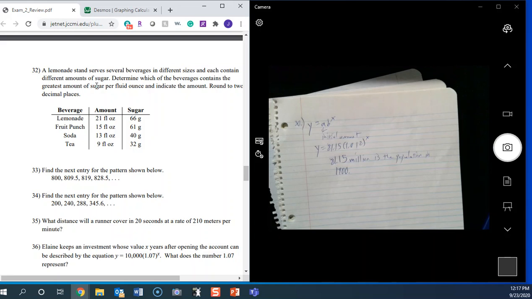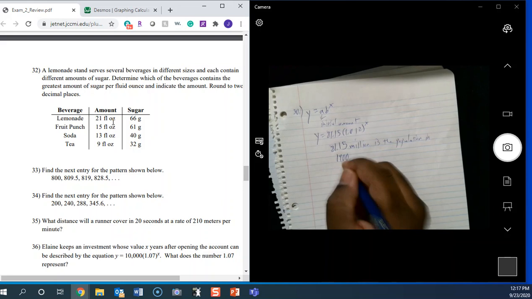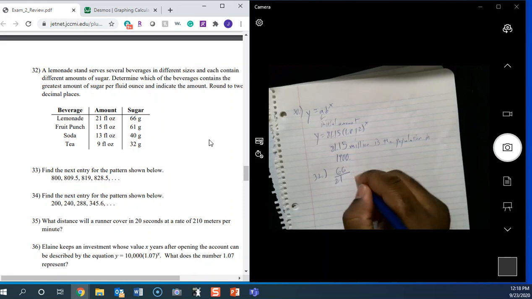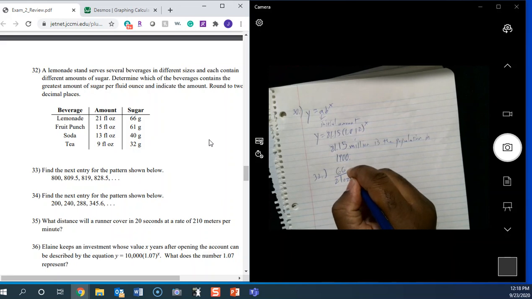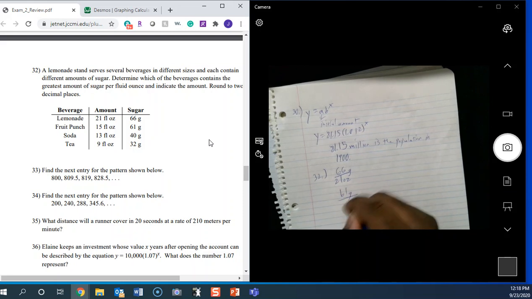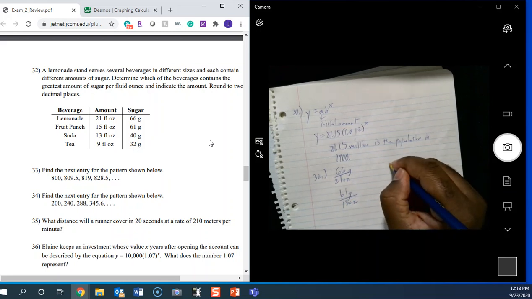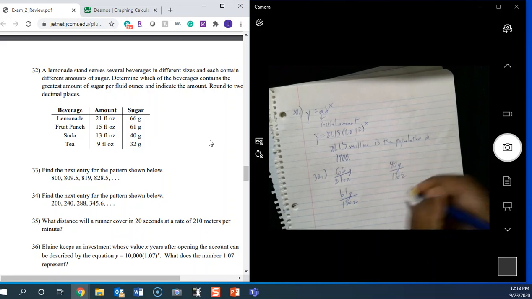Okay, 32. A lemonade stand serves several beverages in different sizes, and each contain different amounts of sugar. Determine which of the beverages contain the greatest amount of sugar per fluid ounce and indicate the amount. Now, they want us to do sugar per fluid ounce. So sugar will go first, and then the fluid ounces will go second. So for 32, we will have 66 grams over 21 ounces. That's the lemonade. 61 grams over 15 ounces. And then 40 grams over 13 ounces. And then 32 grams over 9 ounces.